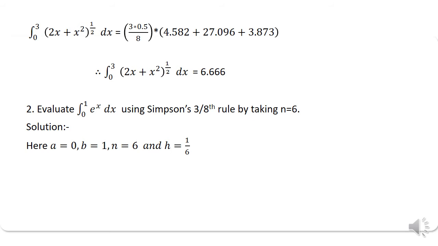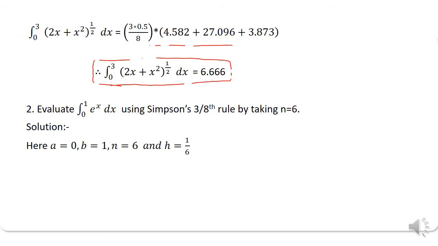we get integral 0 to 3 of (2x plus x square) the whole power 1 by 2 dx equal to 3 into h value 0.5 whole divided by 8 into, substituting these values and simplifying the right side, we get integral 0 to 3 of (2x plus x square) the whole power 1 by 2 dx equal to 6.666.